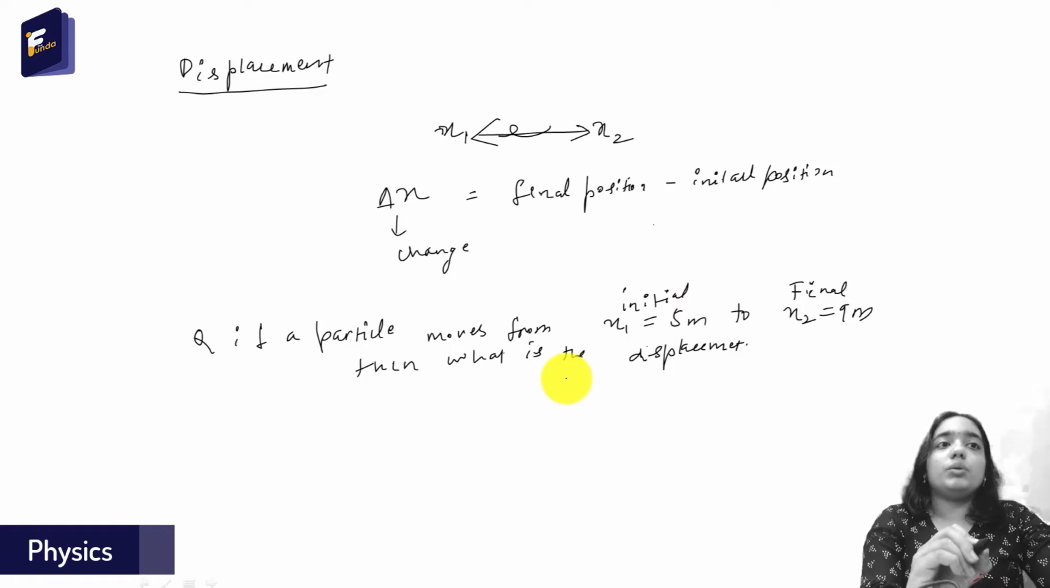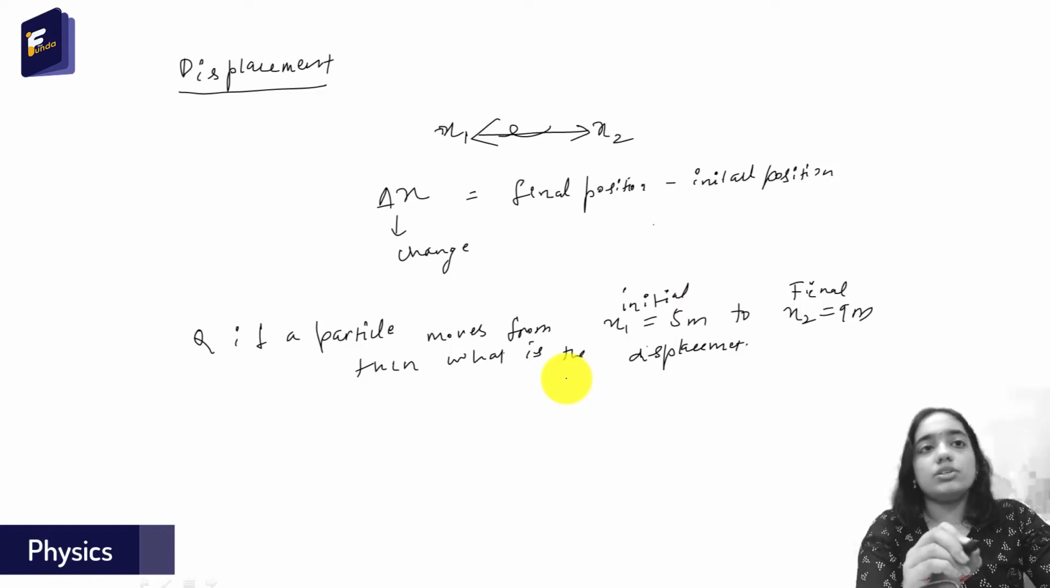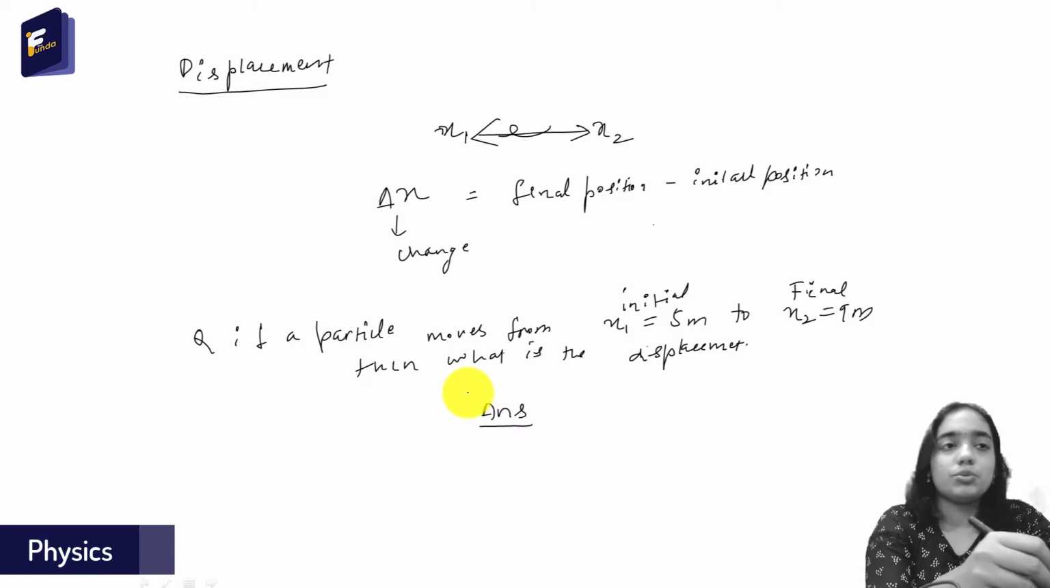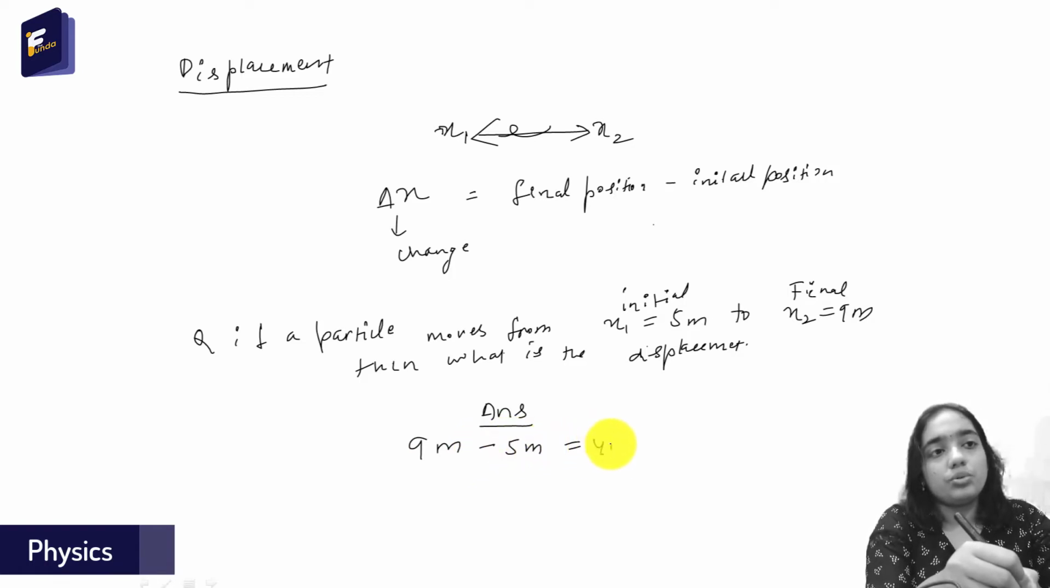So you may pause the video. It is a very simple question. Just think about the answer. Okay, so the answer is, we know that displacement is the change in position, that is the final position minus initial position. So it will be 9 meter minus 5 meter, which is equal to 4 meter.